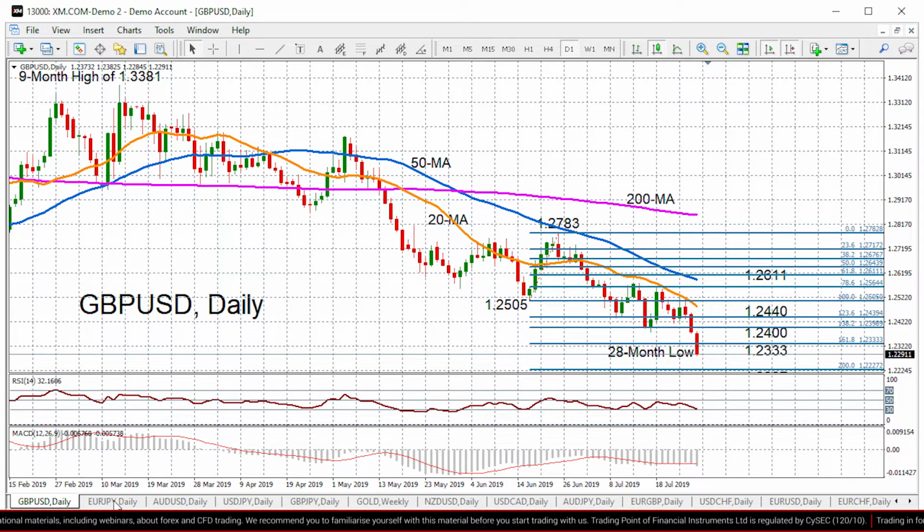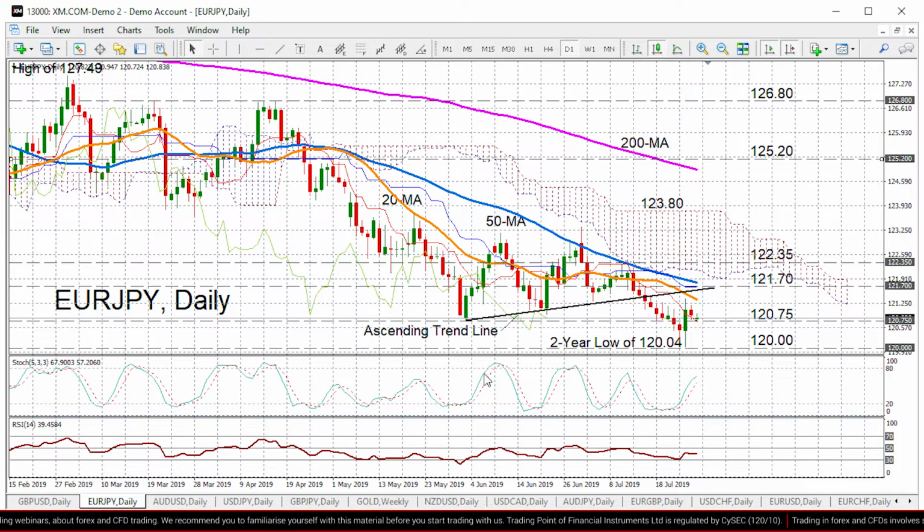Let's now turn to the euro yen pair. We can see that it's kind of a mixed picture in the near term. The stochastics are heading higher and they're in positive territory. Looking at the RSI, though, it is flatlining below the 50 neutral level, and looking at price action, it's looking very flat at the moment. We do have immediate support at around 120.75.